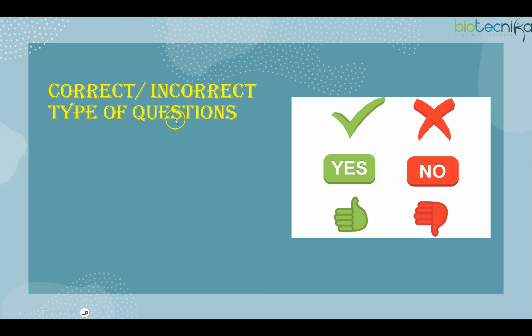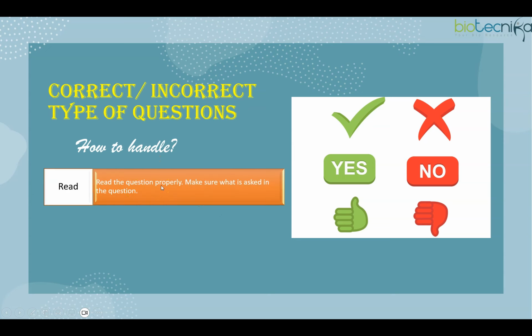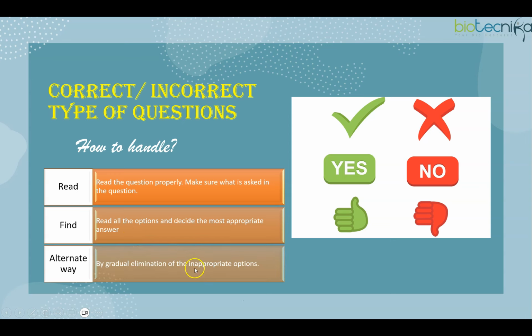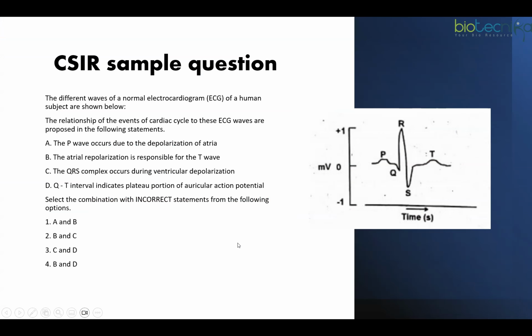Let's dig into the first one, which is correct or incorrect type of questions. So how to handle these kind of questions? First of all, you have to read the question properly. Make sure you know what is asked in the question, that whether they're asking for correct choices or incorrect choices. Many candidates make a mistake while reading this part. Read all the options and decide the most appropriate answer. So here what you can do is you can also go for the elimination method as well. Okay. So by gradual elimination of the inappropriate options, you can finally conclude to the right answer.